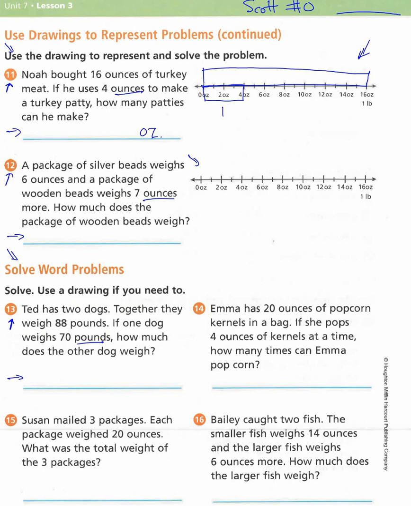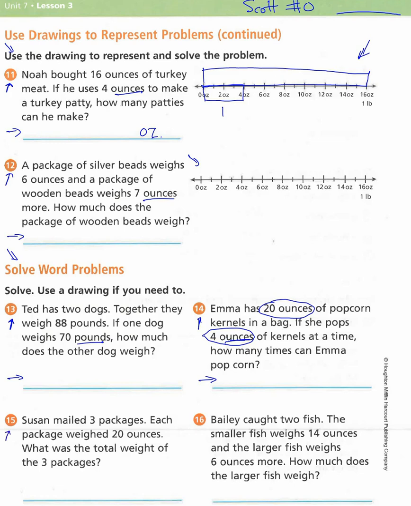And then number 14. Emma has 20 ounces of popcorn kernels in a bag. If she pops 4 ounces of kernels at a time, how many times can Emma pop corn? So we have 20 ounces, and we're talking about groups of 4. How many groups of 4 can we do? So we get to 20. Hopefully that helps you with your equation. Again, pause the video, write your equation and your answer. Remember, ounces is our label. And then start it back up when you're ready to go on.